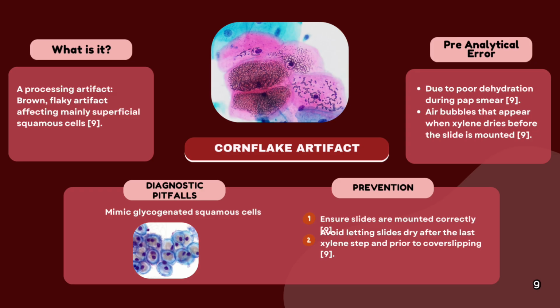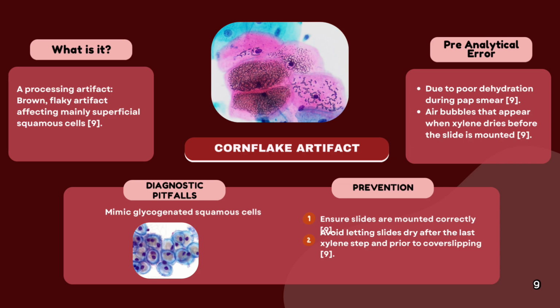Next is the conflict artifact. A conflict artifact is a processing artifact. This artifact can be caused by poor dehydration before mounting or the drying of xylene. When the specimen is not adequately dehydrated before staining, the cells develop a brown flaky appearance.